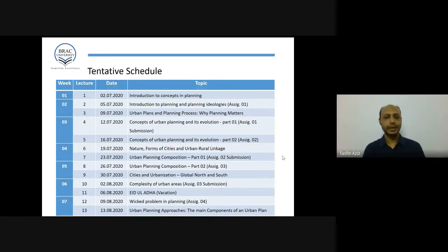After that, we'll be having Eid vacation, and after coming back from Eid vacation, we'll be taking 12th lecture, and this lecture consists of wicked problems in planning. So planning is always dealing with problems, and all those problems of spaces, people, community, neighborhood, and so on. Overall, we would like to term it as a systemic problem. So how these problems are evolving and how these problems are interrelated to each other, we'd like to know in detail.